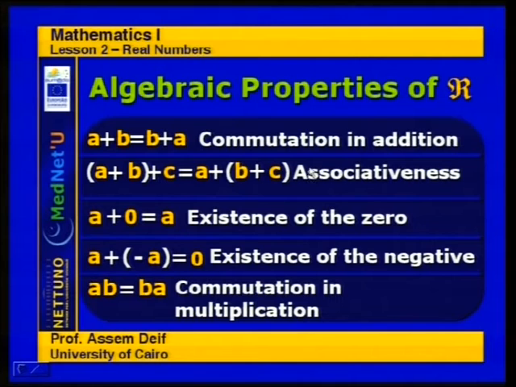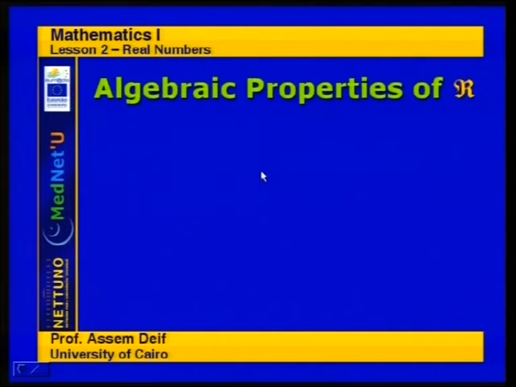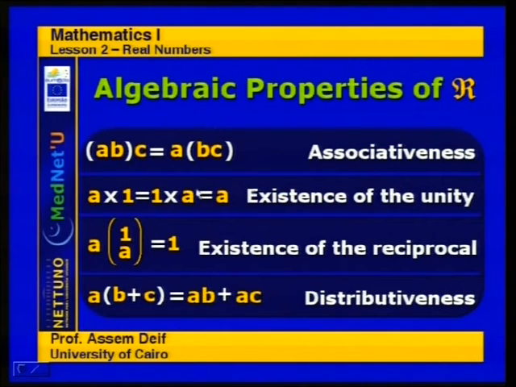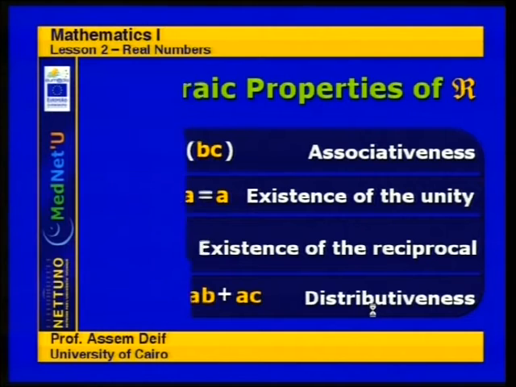Now we come to some properties of R. There are algebraic properties, and actually they are known. You know very well that 3 plus 4 is equal to 4 plus 3. There is the associativeness. There is the existence of the zero, the existence of the negative. All these are very well familiar. These are called algebraic properties, and they apply to any numbers. A divided by A is equal to 1, distributiveness, etc.